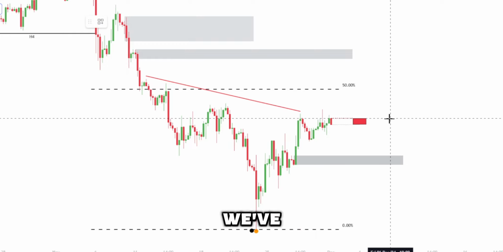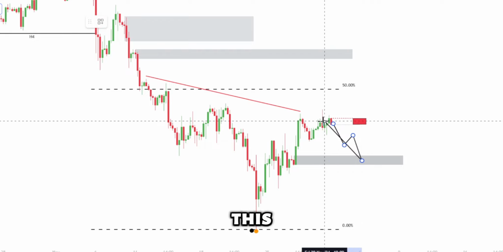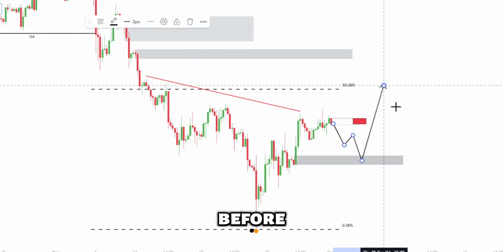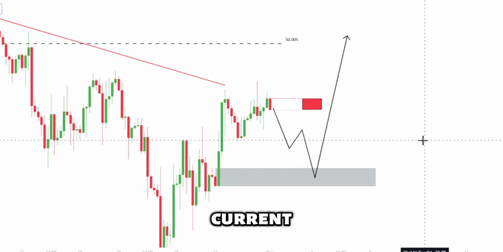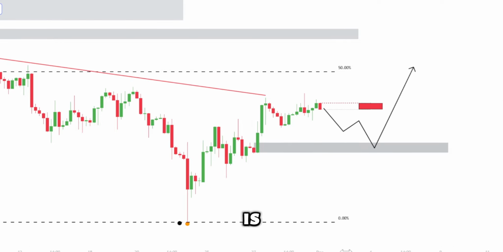So EURUSD, we've opened at 1.05778. So you really want to be looking for buys below this red line over here. You want to see price come into a higher time frame fair value gap before shooting higher. So this is my current outlook for EURUSD, and the reason why I am supporting this is the following.